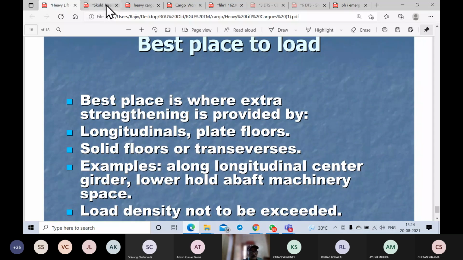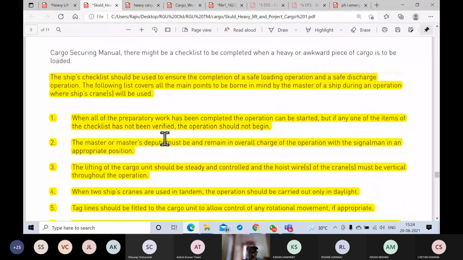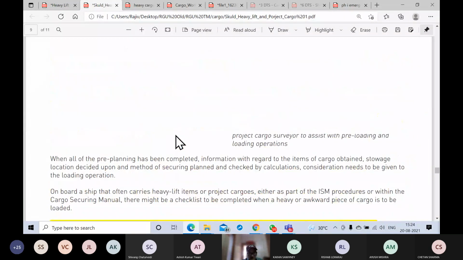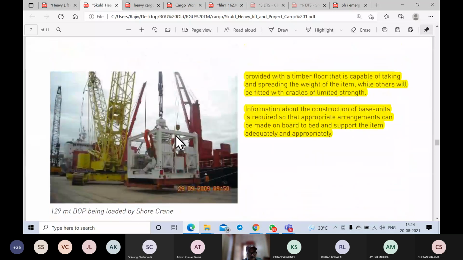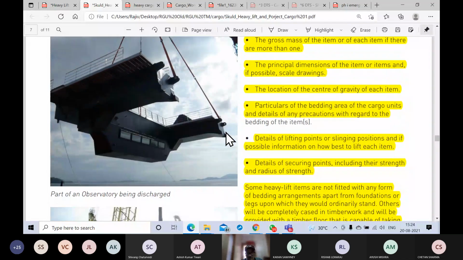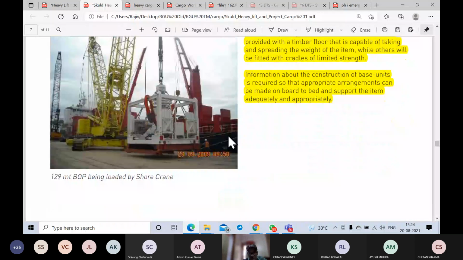Right? Then something regarding taking precaution like this. One minute, I'll come back to this. Let's see if I've not missed out anything. This one we did. Details of securing point, detail of lifting points. Right, this we did in the PPT. Pre-planning information. Then we move on.